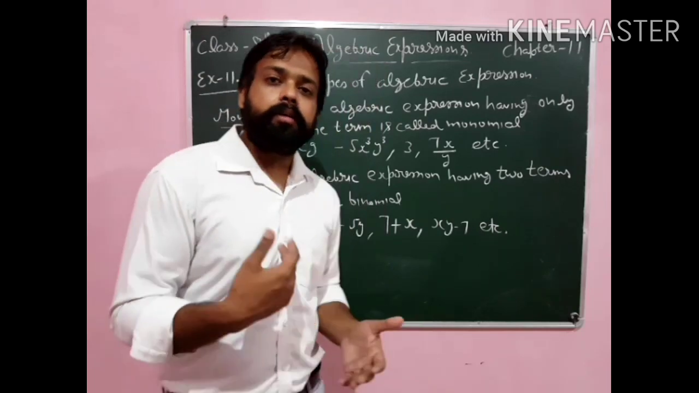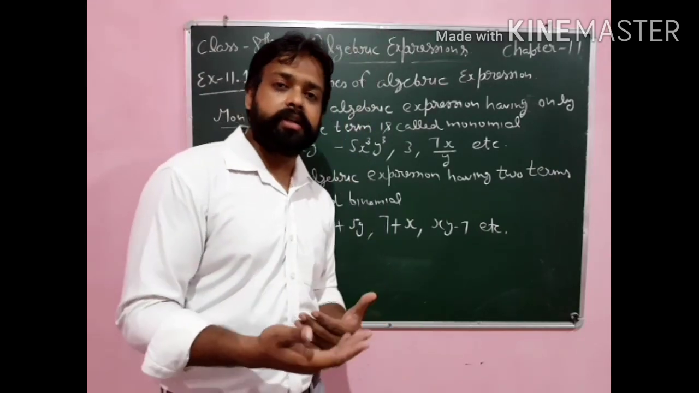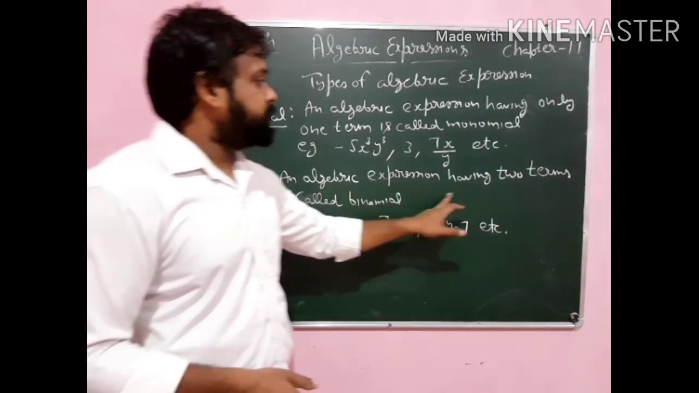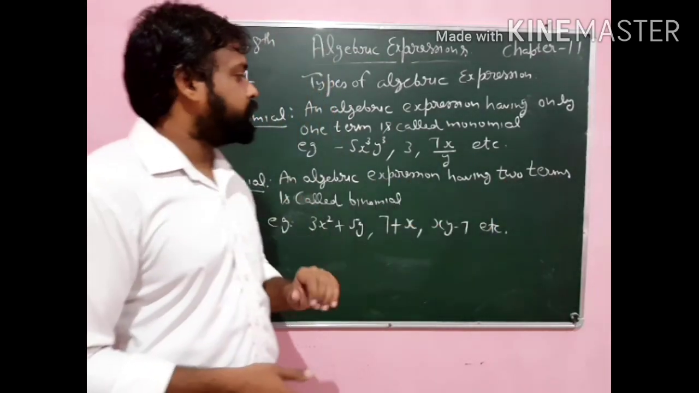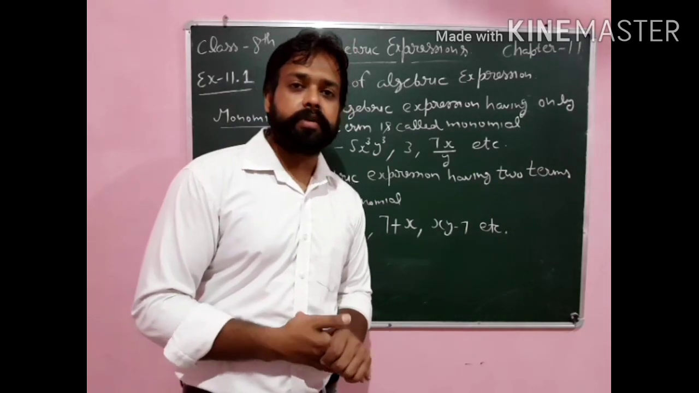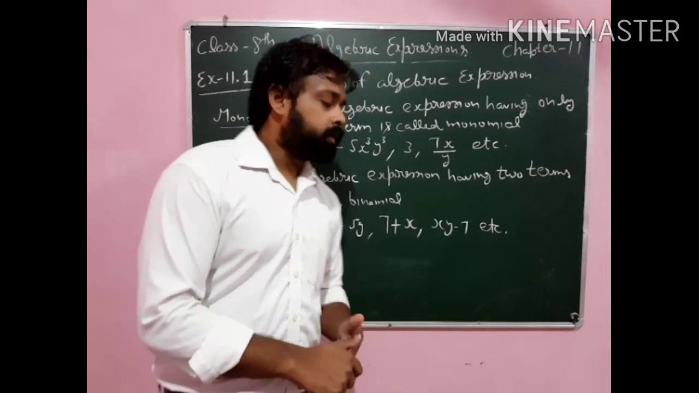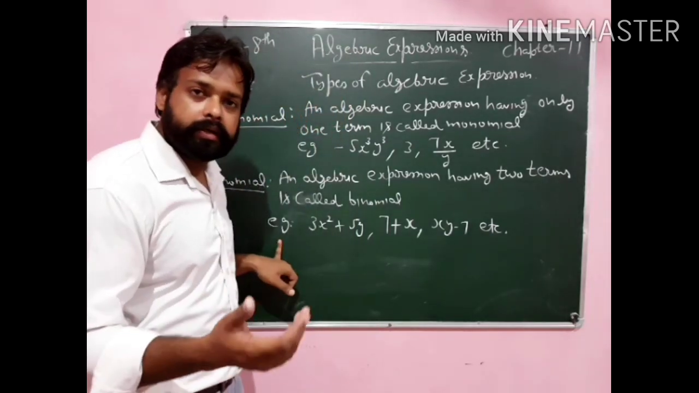And the next is binomial. Okay, what is a binomial? An algebraic expression having two terms is called a binomial. It means those algebraic expressions in which only two terms are there are called binomials. So you can see the examples also here.